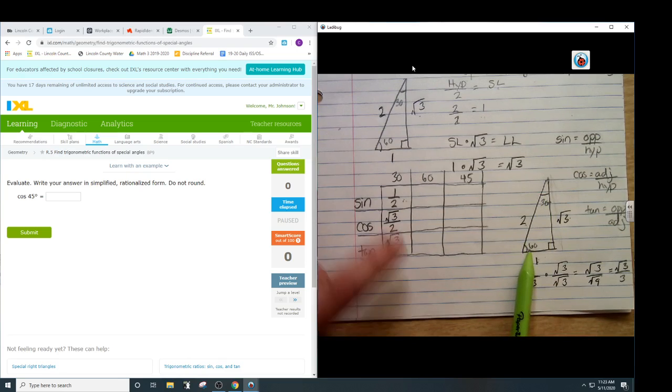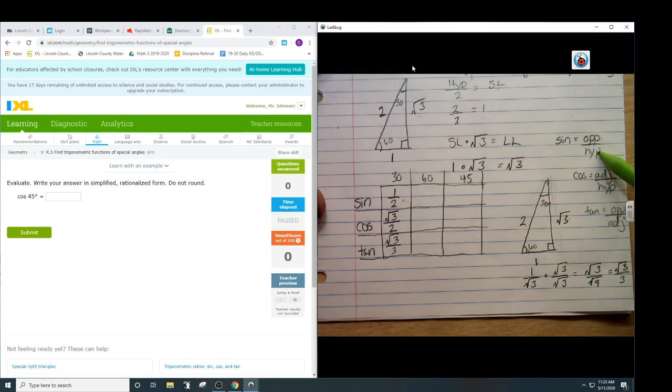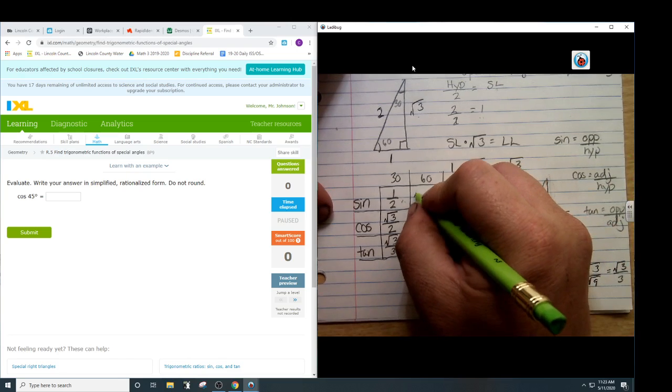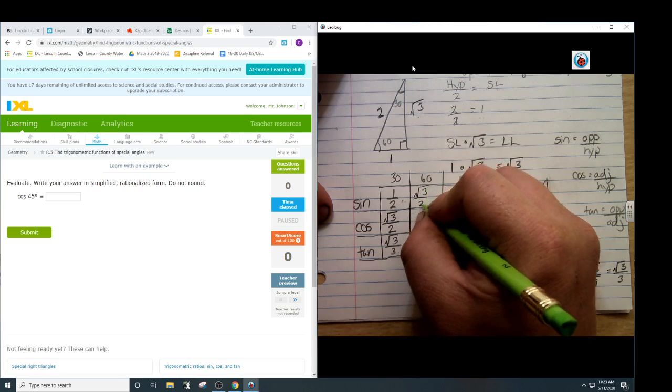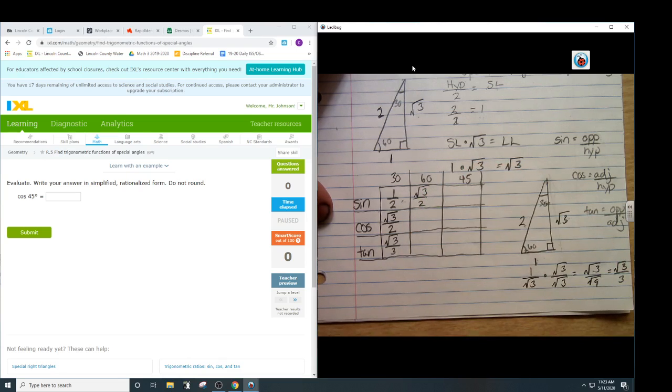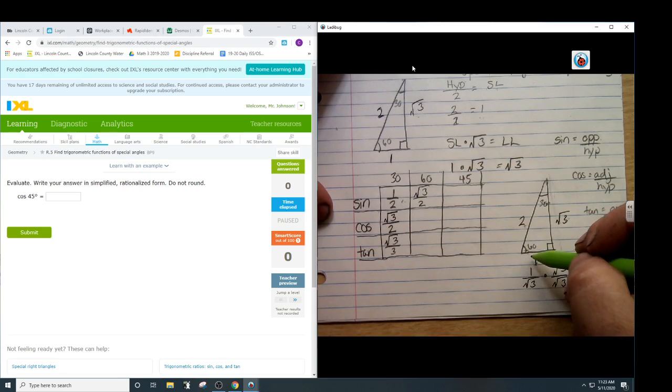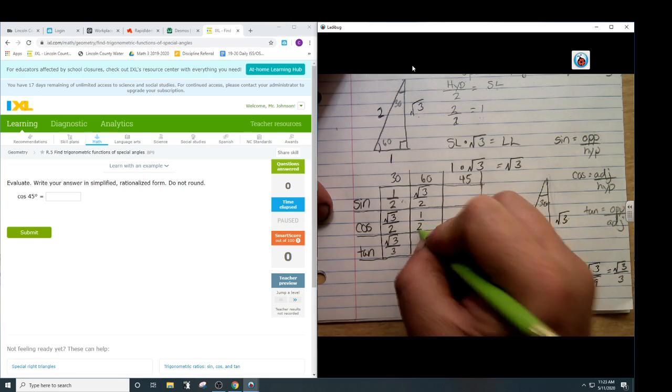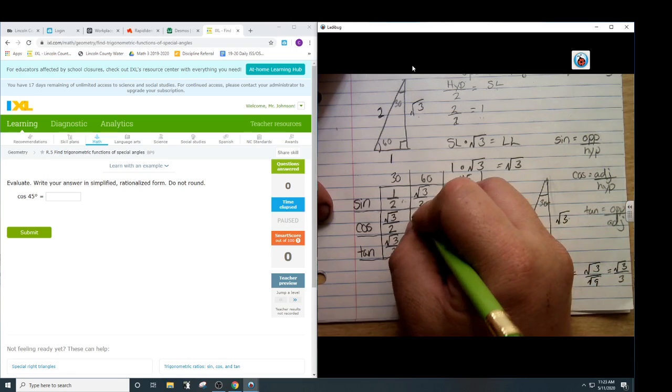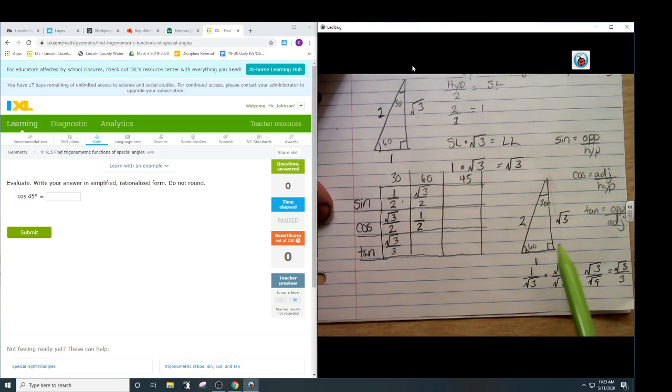All right, now, sine is opposite over hypotenuse. Okay, so now, if this is 60, this is the opposite. This is the hypotenuse. So sine of 60 is the square root of 3 over 2. Cosine is adjacent over hypotenuse, which is 1/2. And tangent is opposite over adjacent, which is the square root of 3.